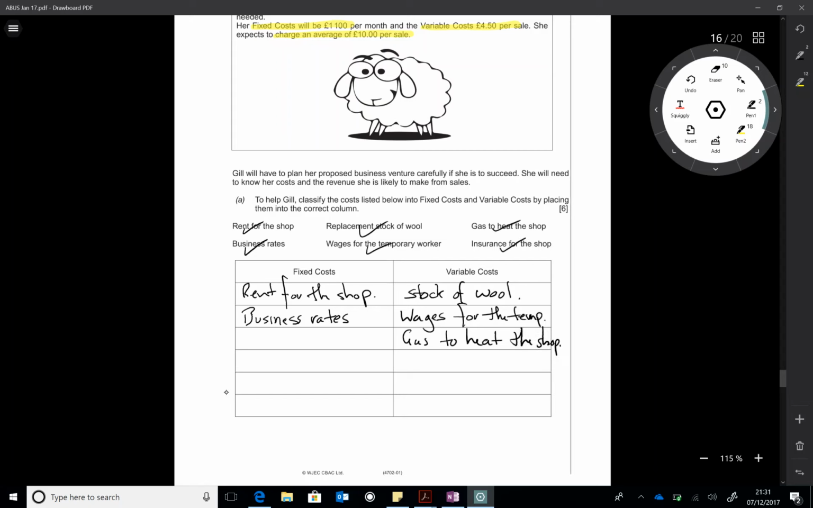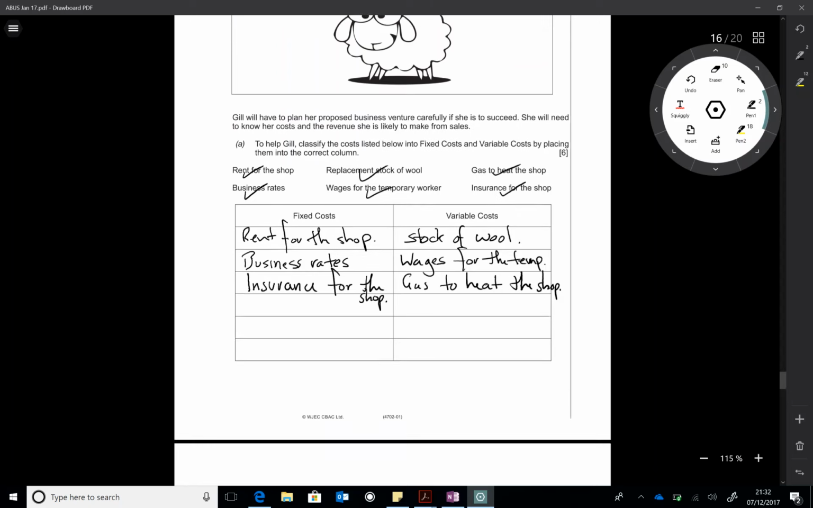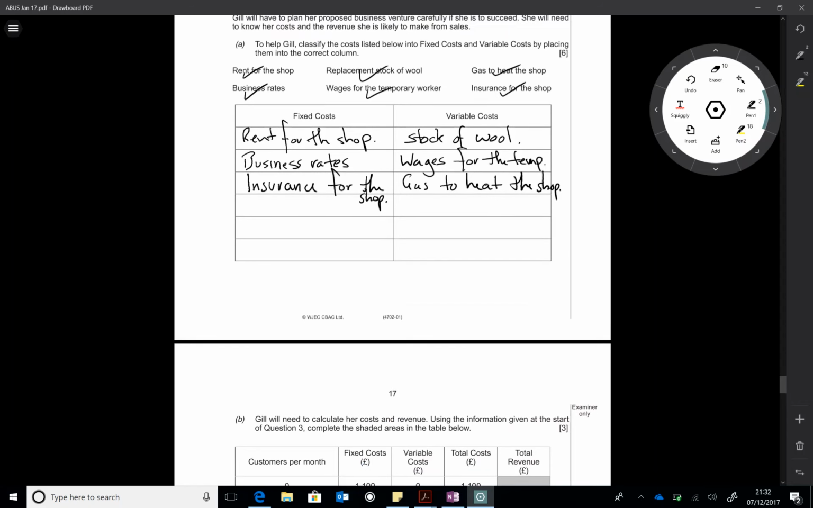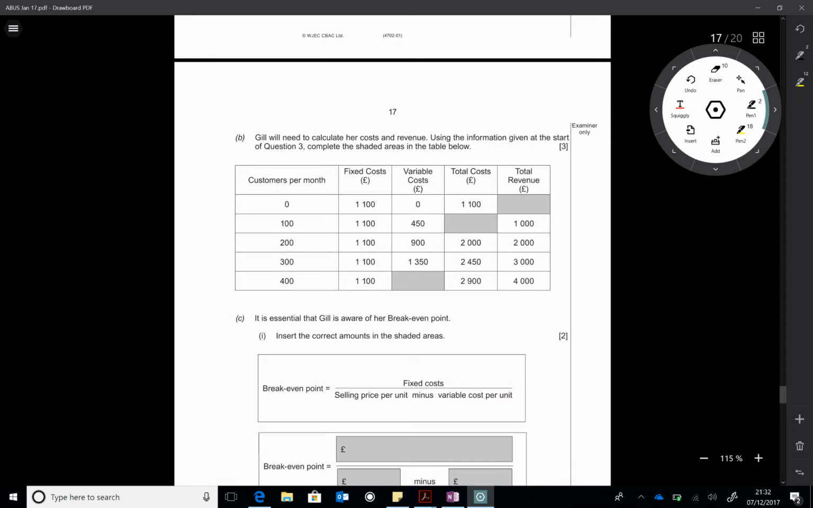And our final one is the insurance for the shop. Now don't always assume that it's going to be balanced, because sometimes you can have 4 variable costs and 2 fixed costs, or vice versa, or a different range of things. However, in this case, our insurance never changes within a 12-month period, so we put it in the fixed costs column. A very easy 6 marks on that. You just need to make sure that you have a good understanding of fixed and variable costs.